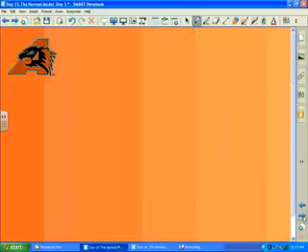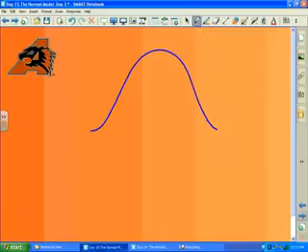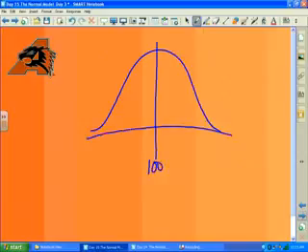Okay, number 2, no problems on that one. Just make sure that you know that the mean is 100, and when you go over 1 standard deviation, you're adding 15 because the standard deviation was 15. So this is at 115, and that's one standard deviation.